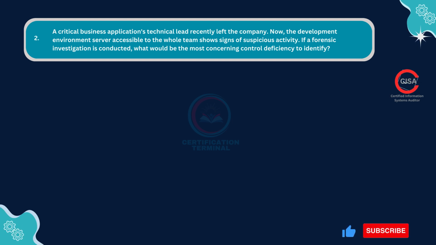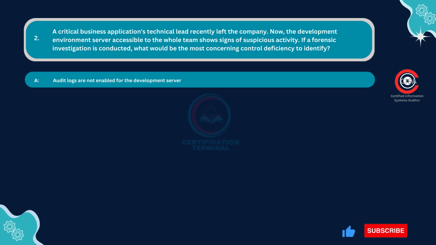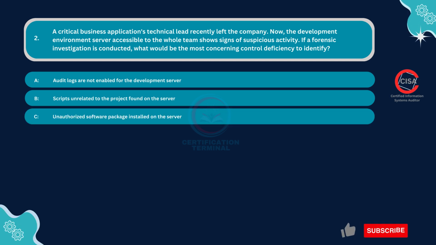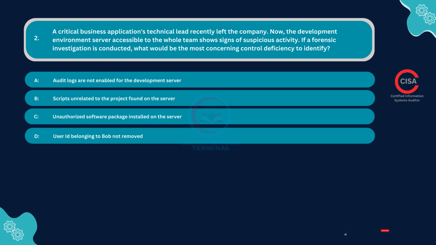Question number 2. A critical business application's technical lead recently left the company. Now, the development environment server accessible to the whole team shows signs of suspicious activity. If a forensic investigation is conducted, what would be the most concerning control deficiency to identify? Option A, audit logs are not enabled for the development server. Option B, scripts unrelated to the project found on the server. Option C, unauthorized software package installed on the server. Option D, user ID belonging to Bob not removed.